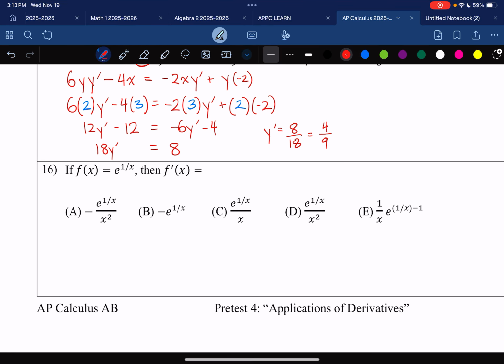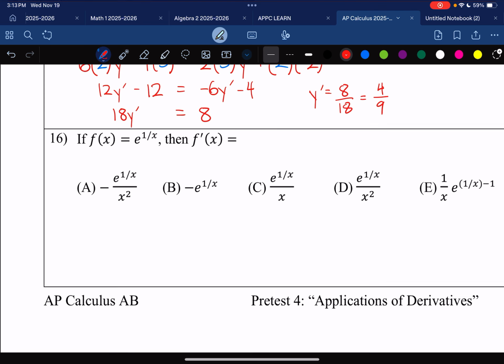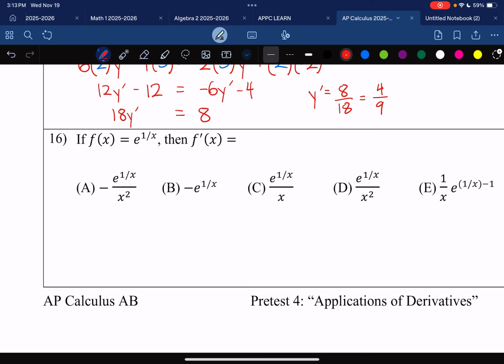In number 16, again, I've seen this question before on a previous pretest. I need to take the derivative. Luckily, the derivative, at least for the outer of e to the house, is just e to the house. It's e to the 1 over x. Easy peasy. But don't forget, you need to multiply by the derivative of the inner. The derivative of the inner is a little bit hard because the inner, I'll write this up here.